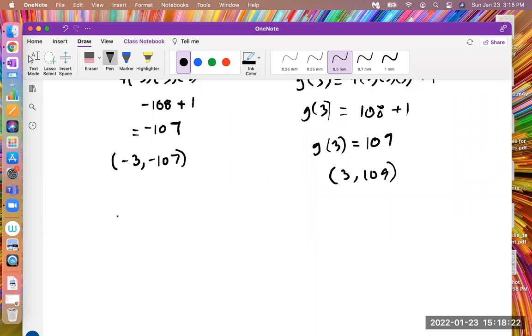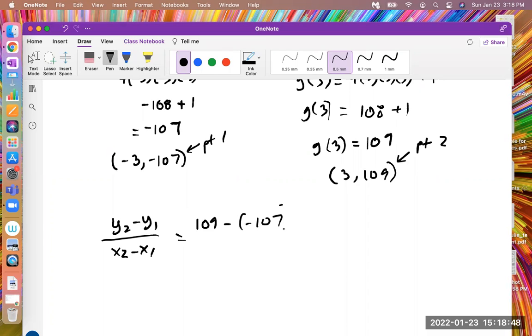And we just have to find the slope between those 2 points to find the average rate of change. So we use the slope formula, that is y2 minus y1 over x2 minus x1. I'm going to call this my point 2, and this my point 1. Like I said, it doesn't matter which one I choose to be 1 and which to be 2. It's going to work out. You can try it yourself if you'd like. 109 minus a negative 107, all over 3 minus a negative 3.